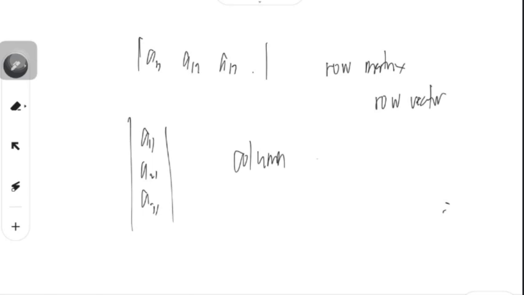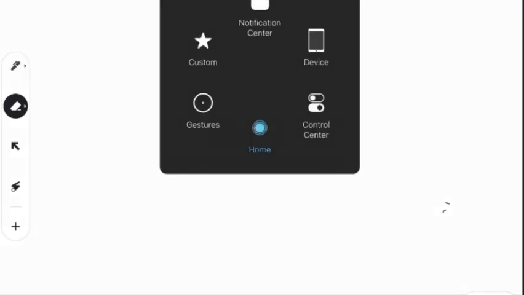However, if we have the number of rows, by the way, the number of rows is denoted by m, and the number of columns is denoted by n. So we have what we call an m by n matrix.